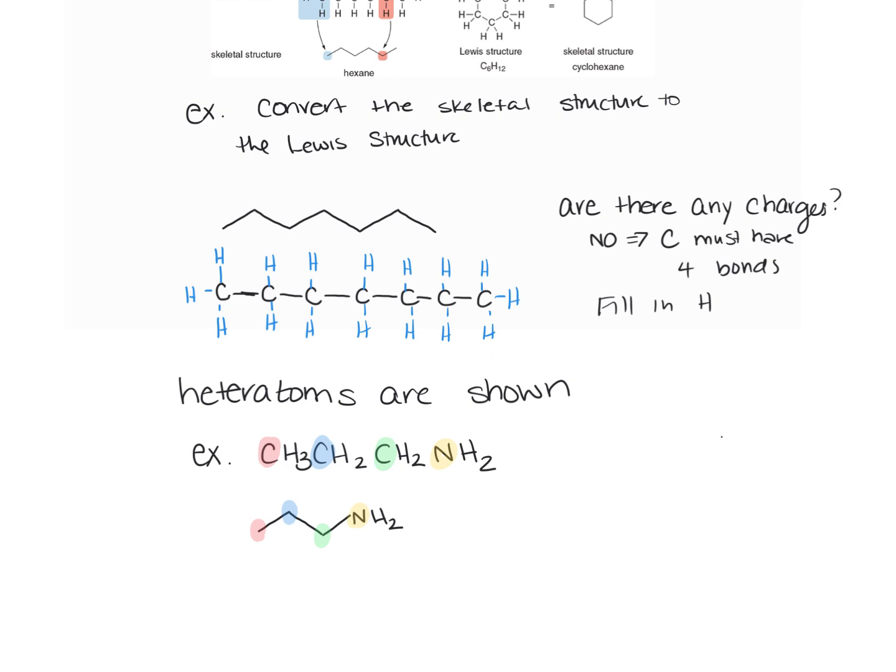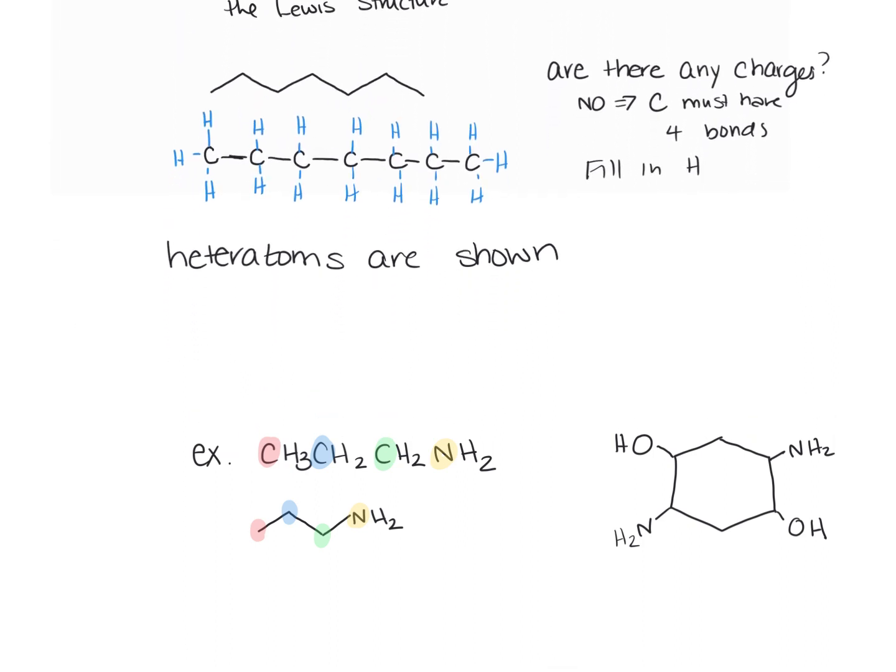I want to show you one more example. When we look at a cyclic molecule like this, and let's say we have the combination of atoms shown here, we see that the carbon is directly attached to the oxygen and the carbon is directly attached to the nitrogen. You don't want to write it where the hydrogen is in between.